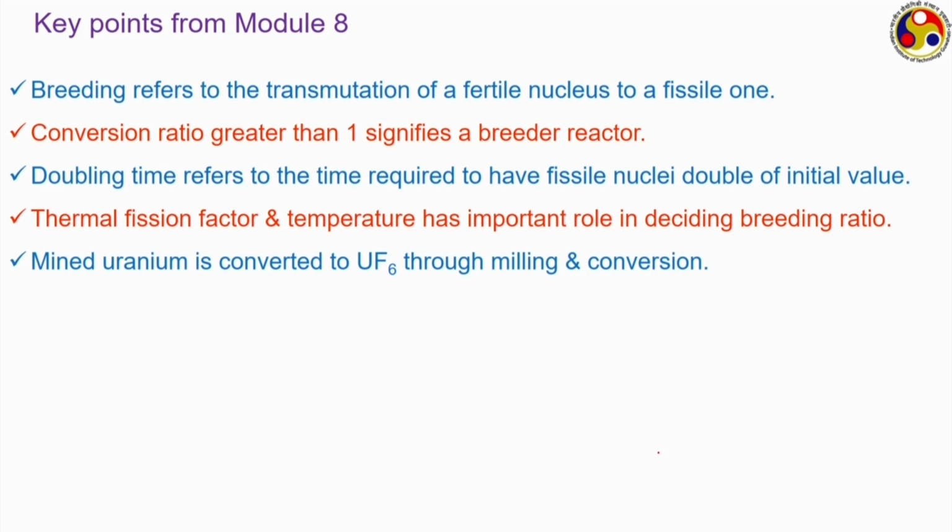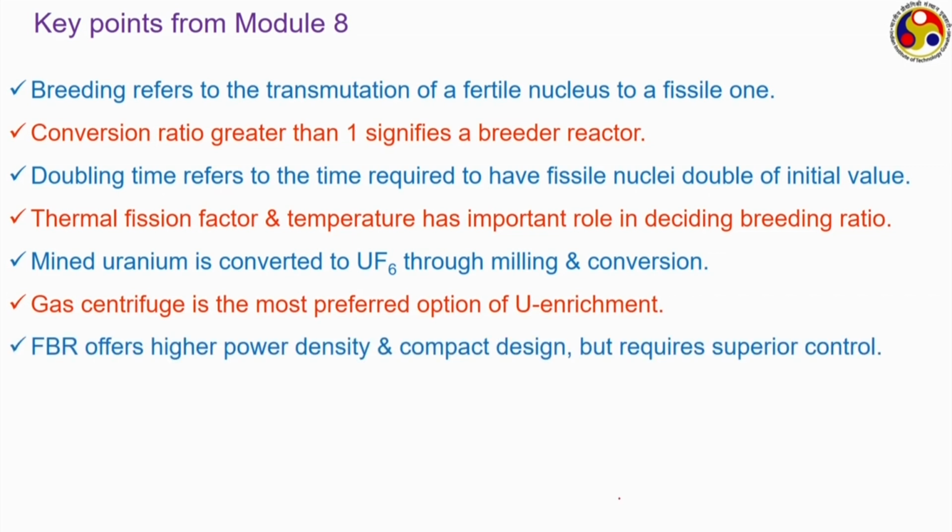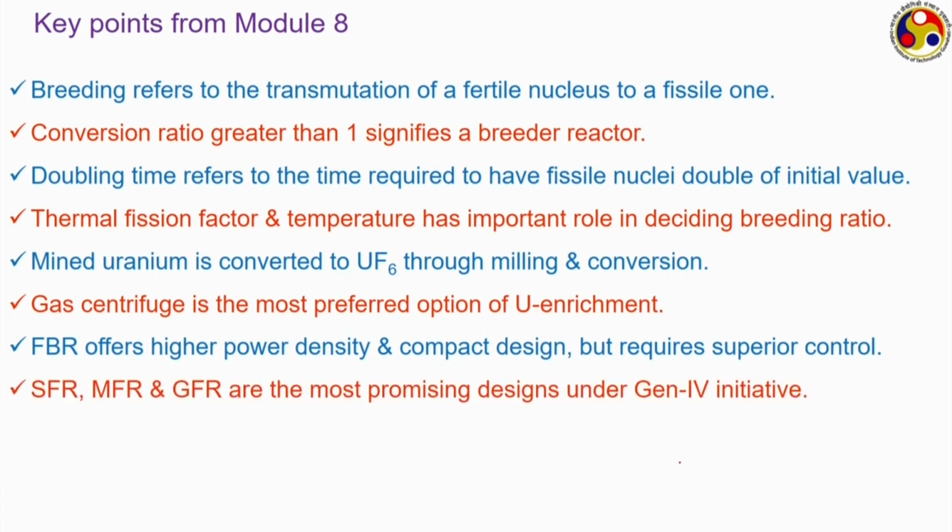Then we discussed the fuel cycle, and we have seen that generally the mined uranium is converted to uranium hexafluoride gas through milling and conversion, and then we go for the enrichment process. Gas centrifuge is the most preferred method of uranium enrichment. Then FBR offers much higher power density and compact designs compared to the thermal reactors, but it requires much superior control. We have discussed in detail the pros and cons of FBR and also its comparison with the PWRs or thermal reactors in general.